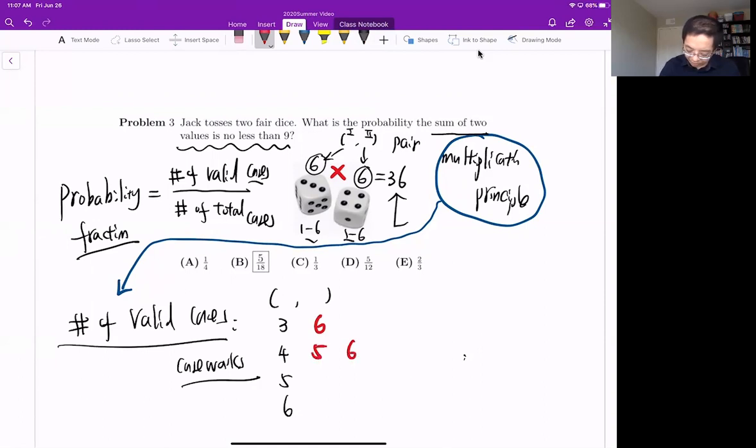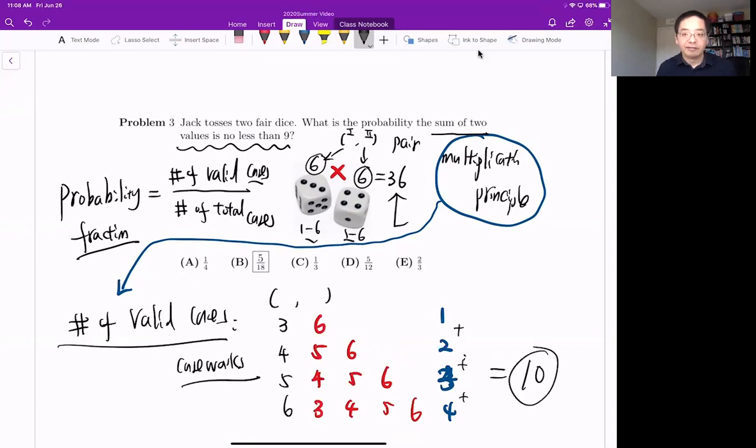If 5, it could be 4, 5, and 6. If it's 6, it could be 3, 4, 5, and 6. All right, so let's see how many different scenarios we have. This is 1 pair, this is 2 pair, this is 3 pair, and this is the 4 pair, right? Now you add them together. I add all of them together, and in total there are 10 valid pairs.